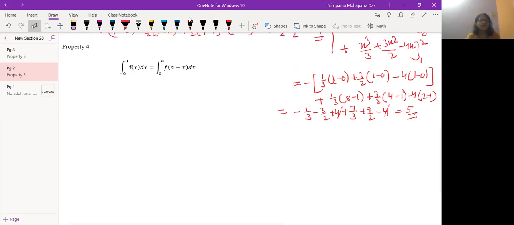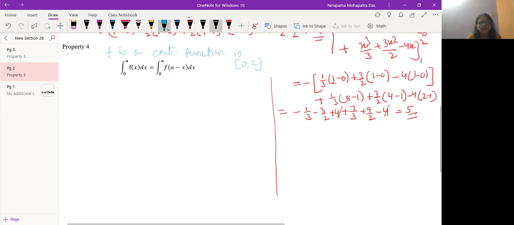Okay, fourth property, this is very, very important, you can say. So let me use a very good color for this. Integral 0 to a f(x) dx equals integral 0 to a f(a minus x) dx. So here one condition you can see: f is a continuous function in the closed interval [0, a]. This is the condition you have to put here.